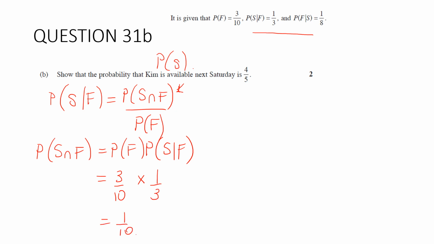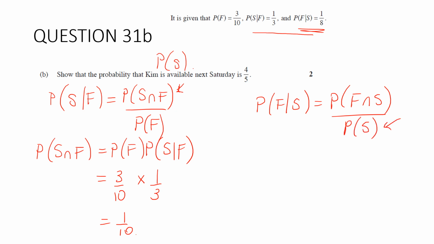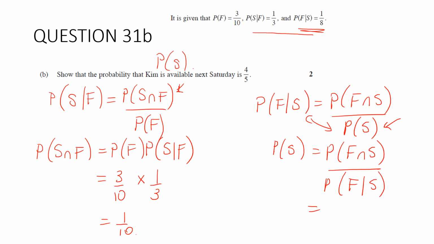Okay, now let's use this one. Probability of F given S is equal to the probability of F intersection S over the probability of S, and there's the thing that we want. Let's switch these two around. So P of S is equal to P of F intersection S over the probability of F given S. Now that probability there is the same as this one here. The order's not important. So that's 1/10 divided by the probability of F given S, which is 1/8, which is equal to 8/10, which is equal to 4/5.